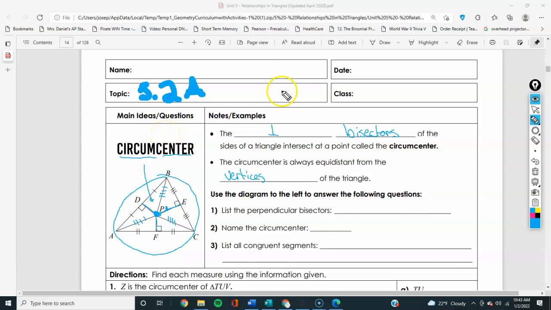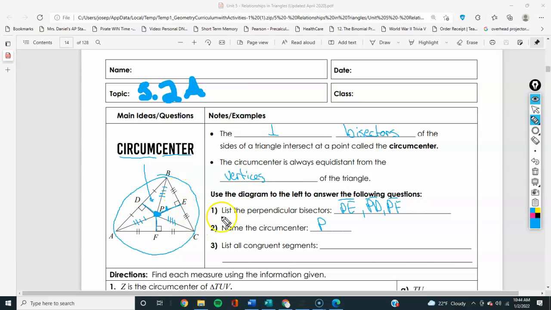So for this one, my perpendicular bisectors were PE, PD, and PF. Poof. And my circumcenter was P, because that is the point at which they all intersect. Now, what are all my congruent segments?